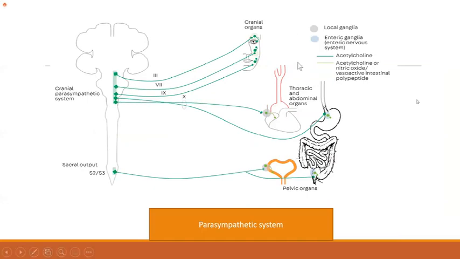Now coming to the parasympathetic system, it is also called craniosacral flow. If we observe the parasympathetic system, here the preganglionic fibers are longer and postganglionic fibers are shorter, meaning the ganglia supplying the organs are lying near the effector organs. And the neurotransmitter here is acetylcholine in all of the preganglionic as well as postganglionic fibers.